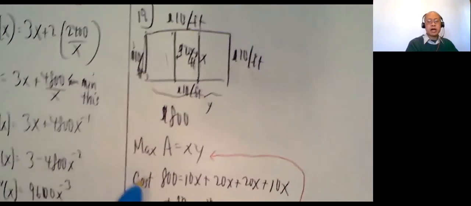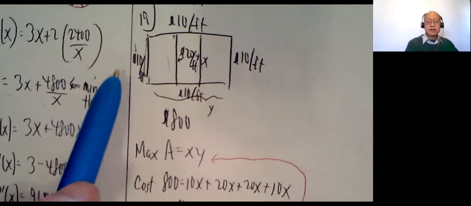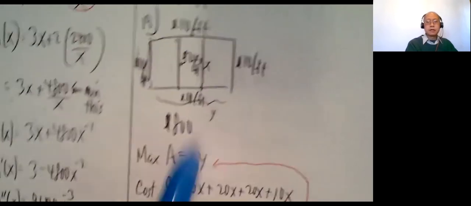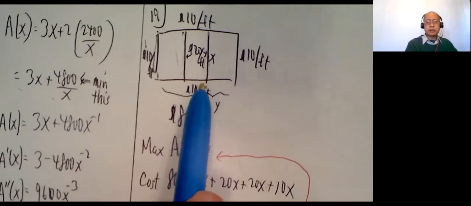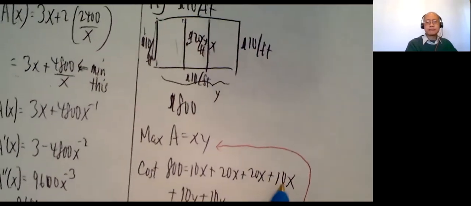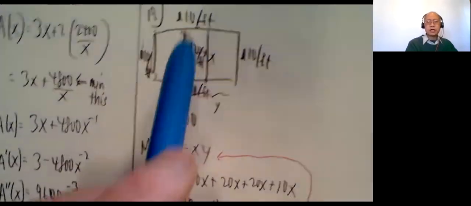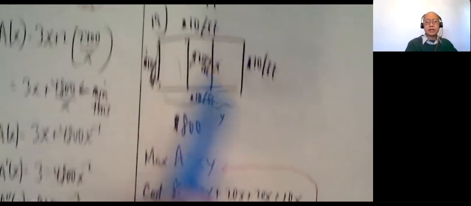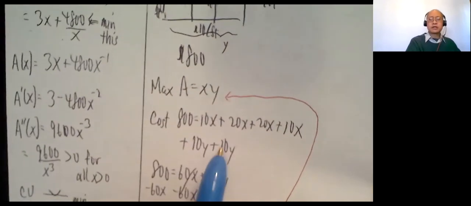All right, so here's the cost. I have $800. This is X, this is X, this is X, this is X, but this is $10 a foot. So that's 10X. This one is $20 a foot, 20X. This one is $20 a foot, 20X. This one is $10 a foot, 10X. Okay, so again, I have 4 X's: $10 a foot, so 10X, $20 a foot, 20X, $20 a foot, 20X, $10 a foot, 10X. And then I have 2 Y's, which are both $10 a foot, so plus 10Y plus 10Y.